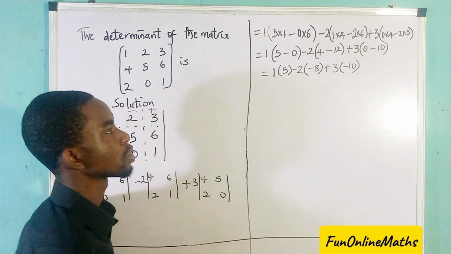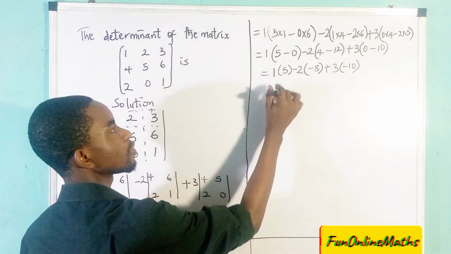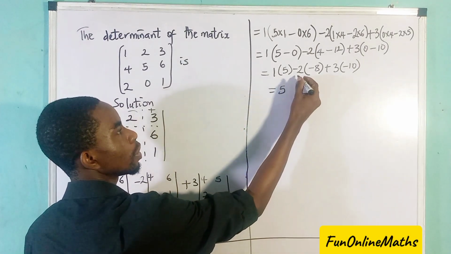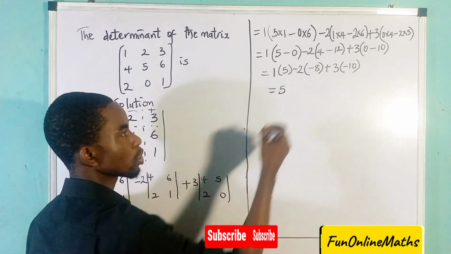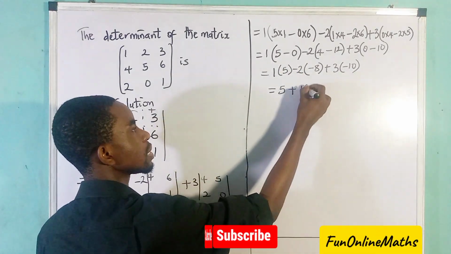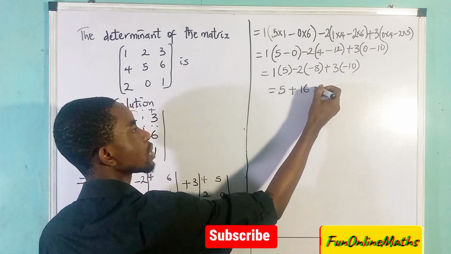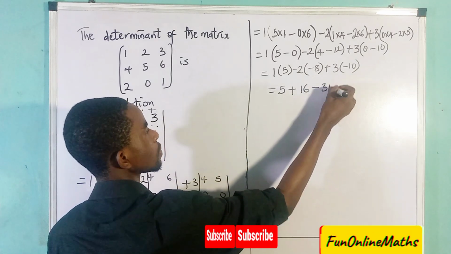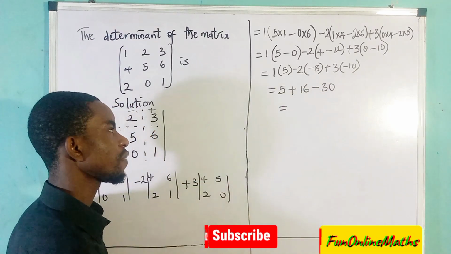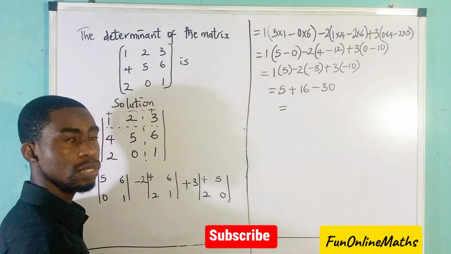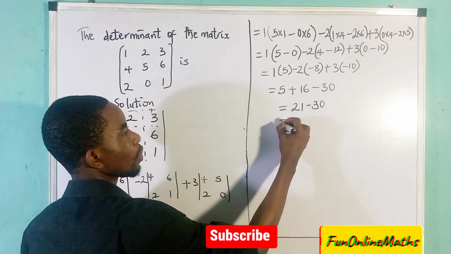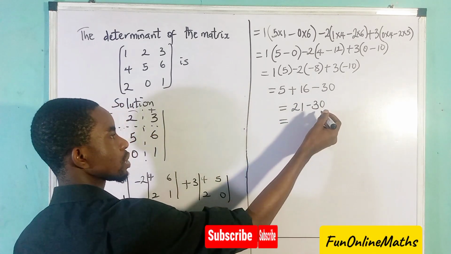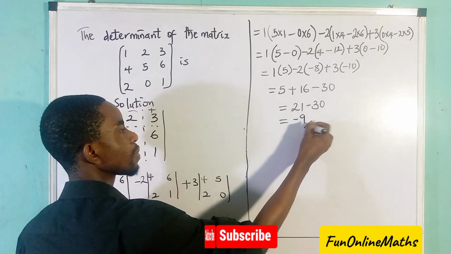So we want to open out our brackets. 1 times 5, that's 5. Minus 2 times minus 8. Minus times minus is plus. So this will be plus 2 times 8, which is 16. 3 times minus 10 is minus 30. So we have 5 plus 16, which is 21, minus 30. So our determinant is 21 minus 30, which is minus 9.